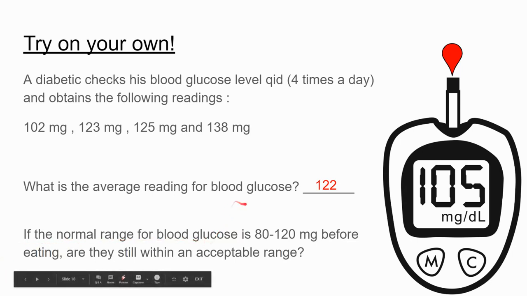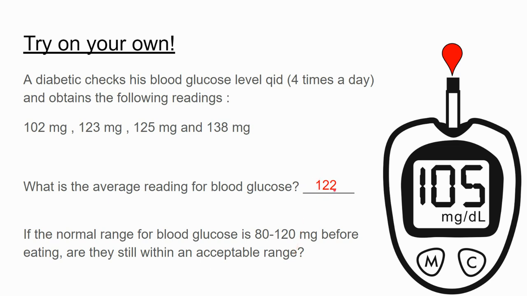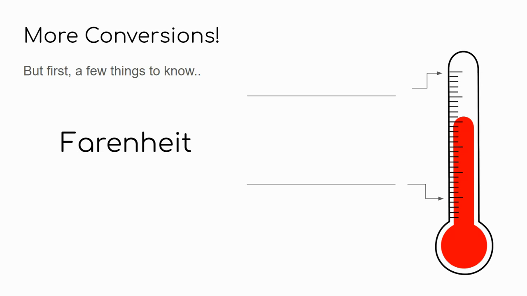The normal range is between 80 and 120 before eating. Are they still within an acceptable range? Is 122 between 80 and 120? No, it's actually just above the normal range, at least for before eating. And of course, this is patient dependent. Okay, you know how to find an average now.